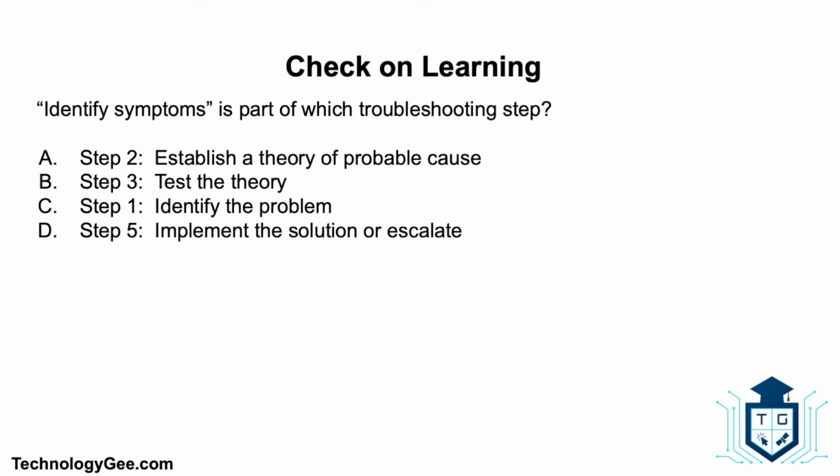So the first question is, identifying the symptoms is a part of which troubleshooting step? Is it step 2, establishing a theory of probable cause? Step 3, testing the theory? Step 1, identifying the problem? Or step 5, implementing the solution or escalating it? So identifying symptoms, this is a part of which troubleshooting step? And the correct answer is, this would fall under step 1, identifying the problem.